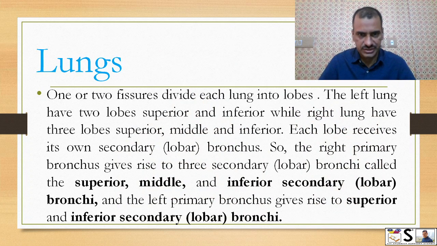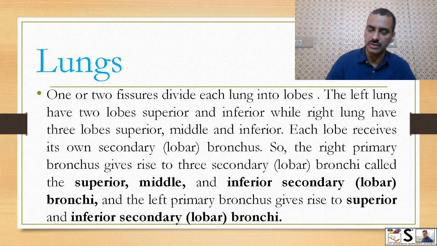One or two fissures divide each lung into lobes. The left lung has two lobes, superior and inferior, while the right lung has three lobes: superior, middle and inferior. Each lobe receives its own secondary or lobar bronchus. So the right primary bronchus gives rise to three secondary bronchi, that is superior, middle and inferior secondary or lobar bronchi, and the left primary bronchus gives rise to two, superior and inferior secondary or lobar bronchi.